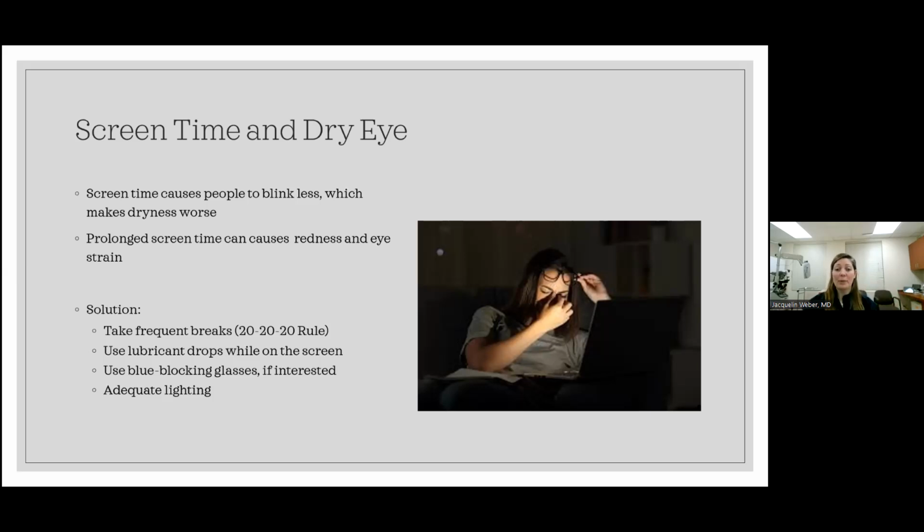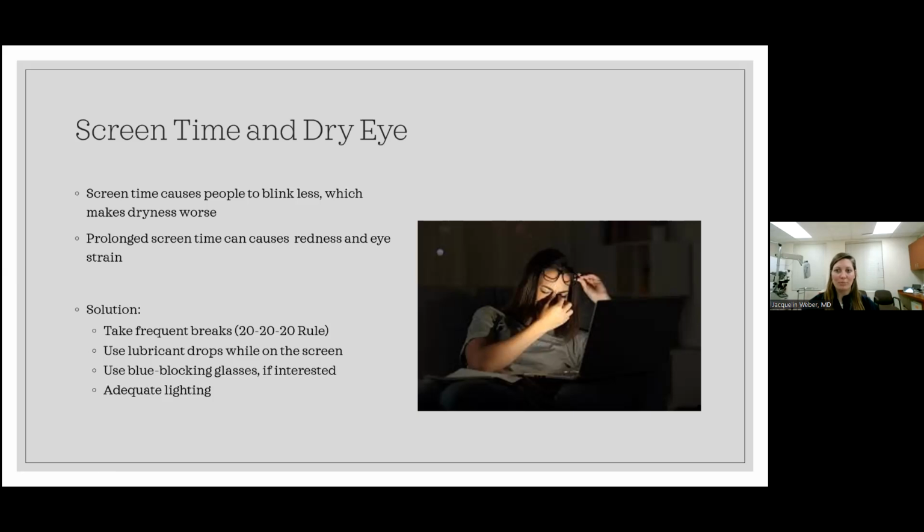You want to make sure you have adequate lighting. So in this photo, for instance, this person is doing computer work in the dark. You really don't want to do that. It's also going to put more strain on the eyes than necessary. So having enough ambient lighting to get your work done so you're not straining can be helpful.